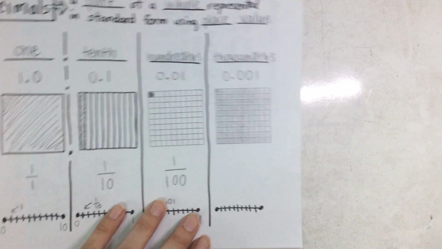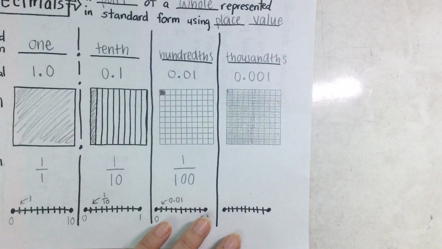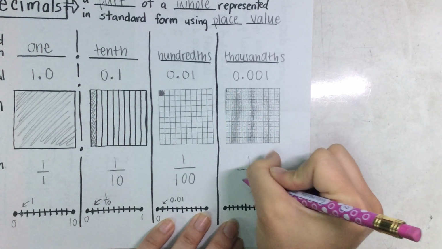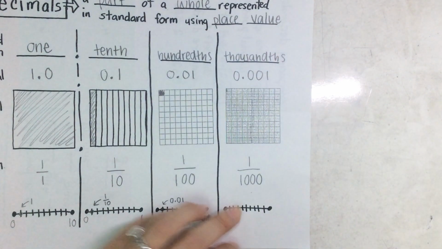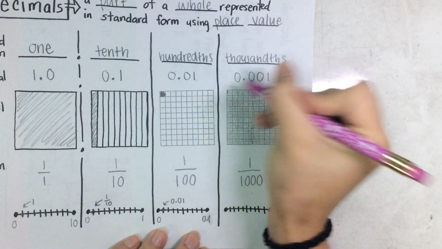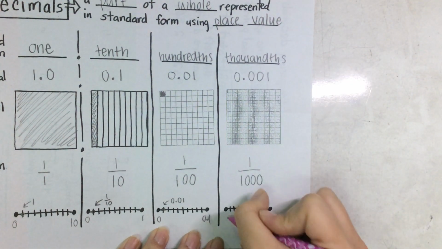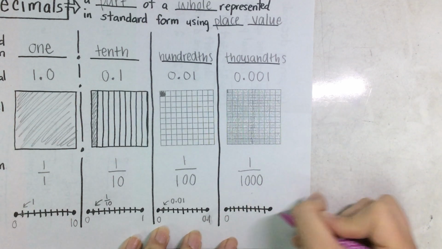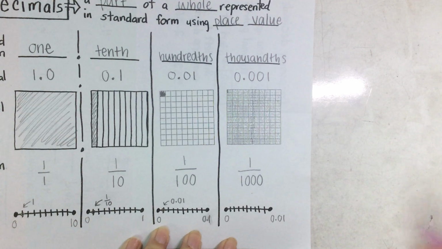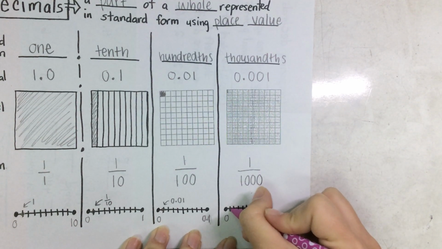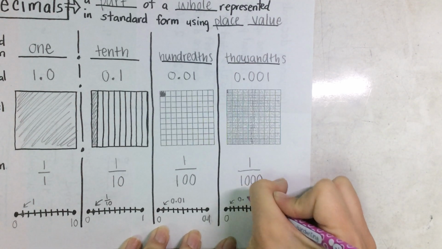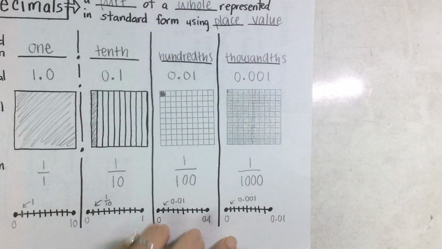To represent 1,000th, my bad, 1,000th as a fraction is 1/1000. So since our hundredths here is cut into 10 pieces, we're going to start our number line at 0 and go all the way to 1/100th. And then our one piece out of that is our 1,000th.